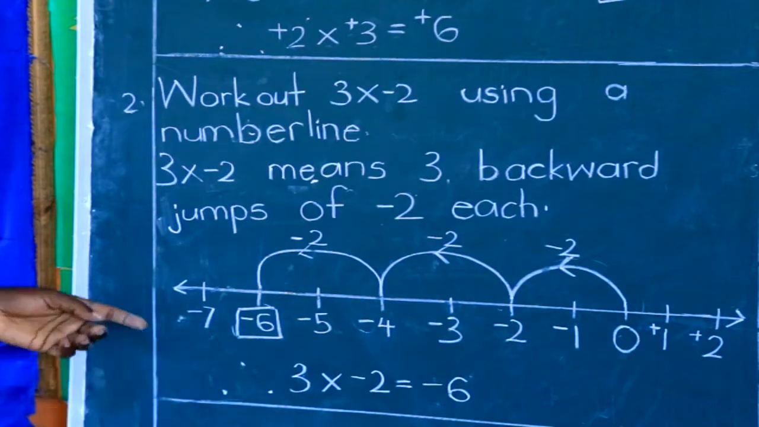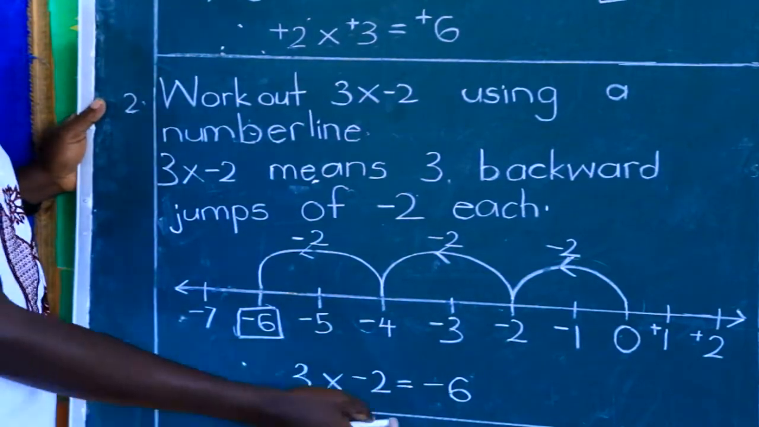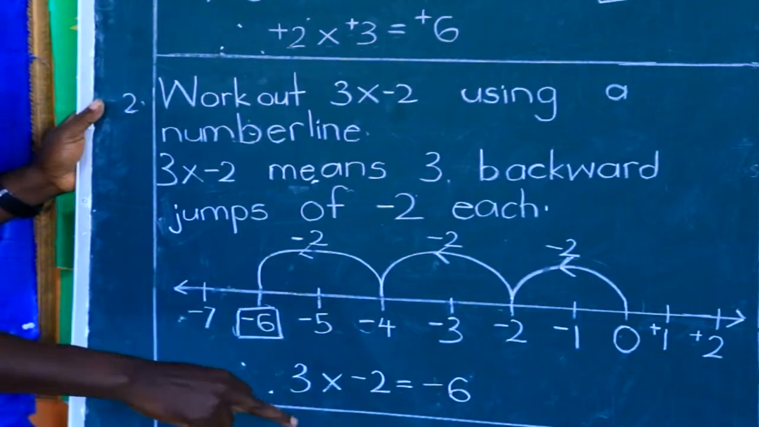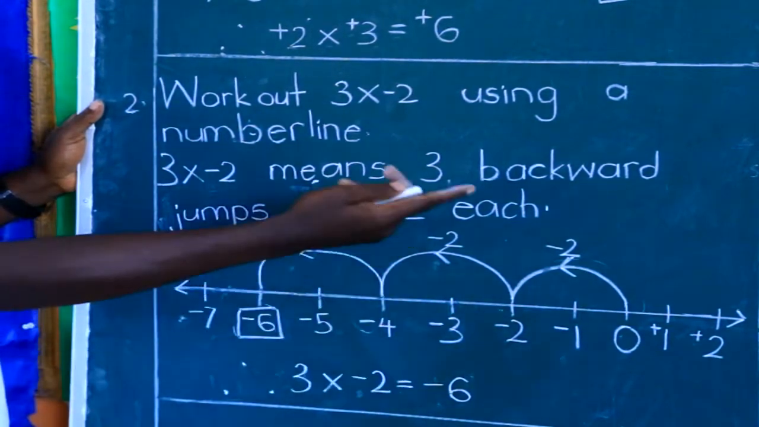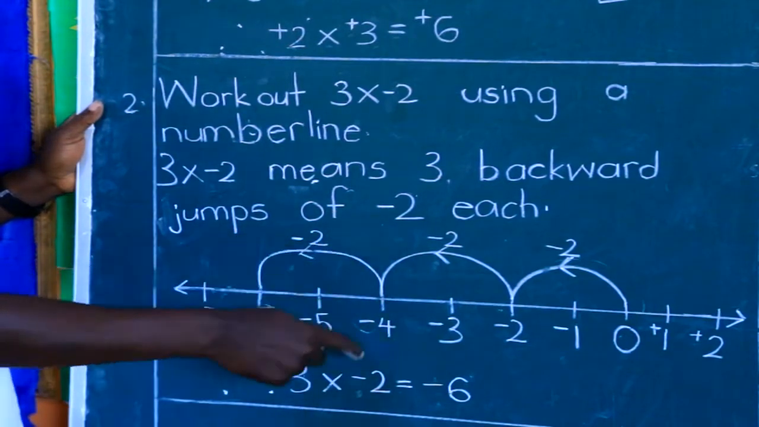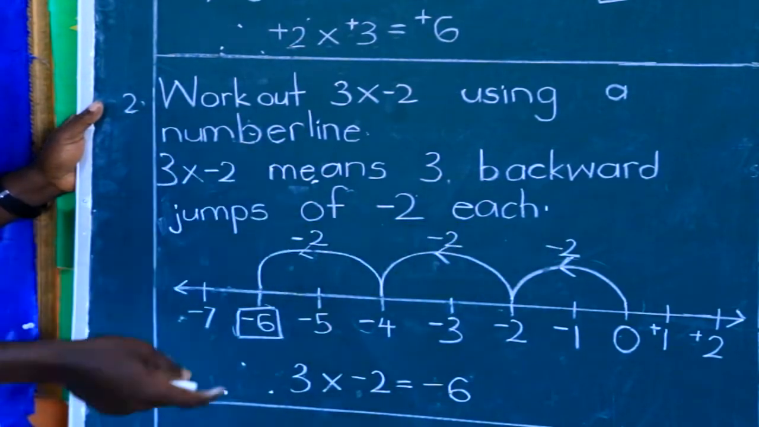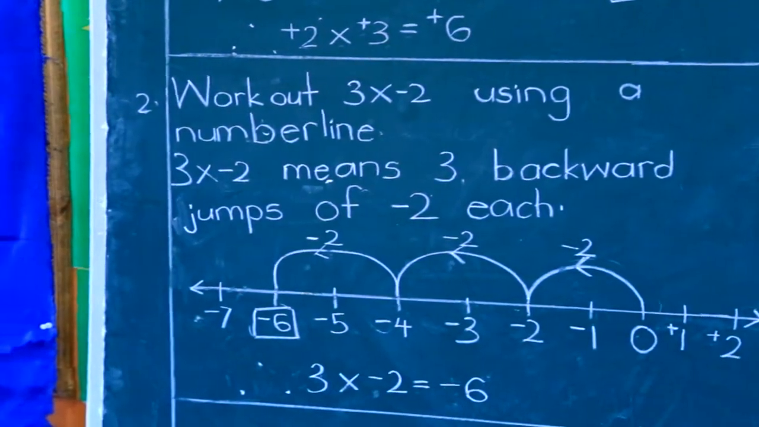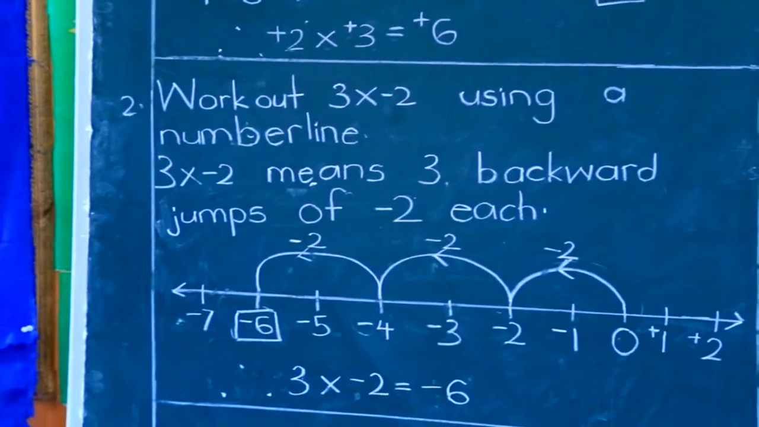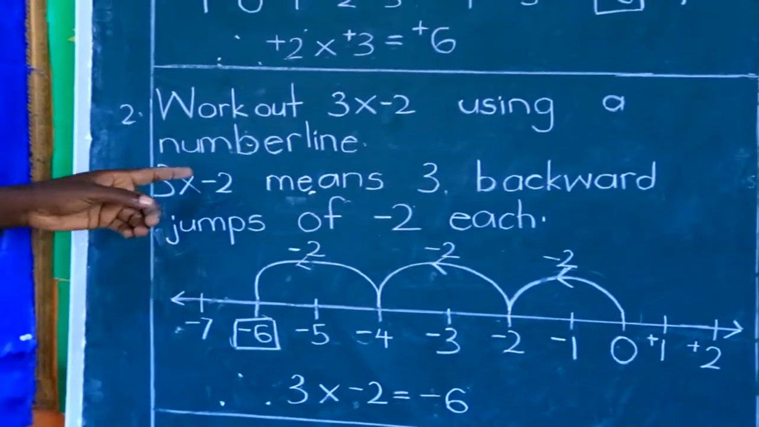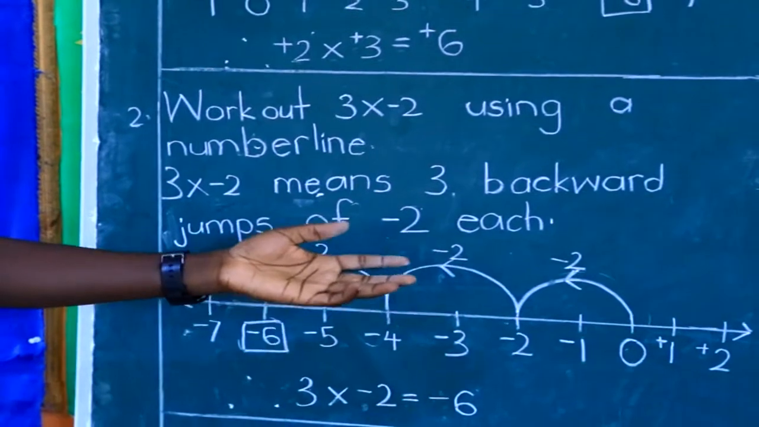We say therefore 3 times negative 2 is equal to negative 6. There must be 3 times. Negative 2 appears thrice, that is once, twice, thrice. So thrice negative 2. These are 3 negative 2s, and stepping at negative 6. And that is the way one works out the multiplication that involves a negative using a number line.